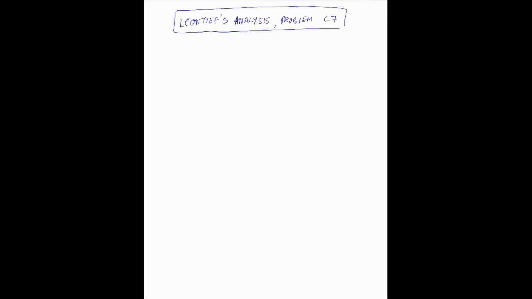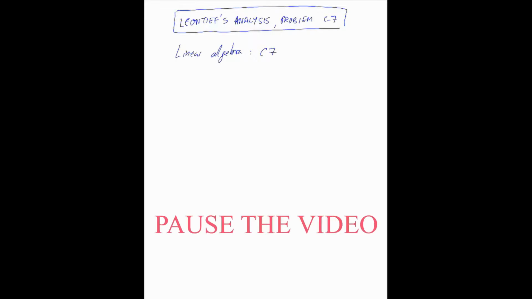Video is about an example of Leontief's analysis. It's common problem C7. So you have to go to the common problems, Topic 1, linear algebra. Linear algebra is in the content section of your campus virtual, and there you look for C7. At this moment, you should pause this video, put the problem on display or print it, and read it, because I'm not going to write the statement here. Pause the video and read the problem.